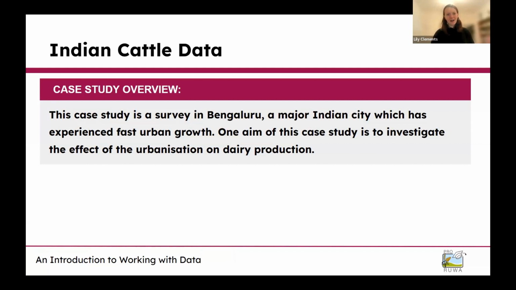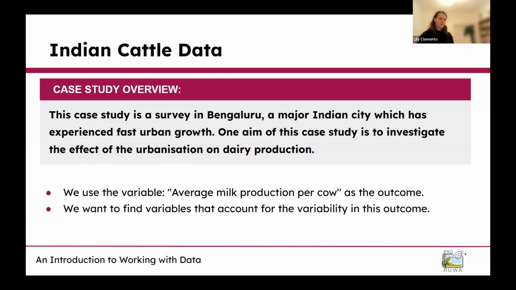which give a lot more information about it, which might be very helpful for you. But as a brief overview, just to recap, this is a case study, which is a survey in Bengaluru, which is a major Indian city which has experienced fast urban growth. One aim of this case study is to investigate the effect of urbanization on dairy production. So we're going to use the variable average milk production per cow as an outcome variable when we're accounting for variability. And we want to find variables that account for the variability in this outcome.